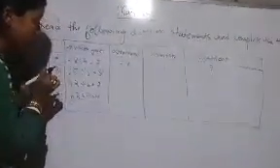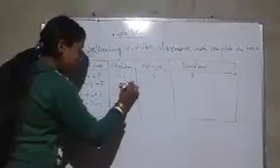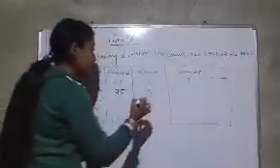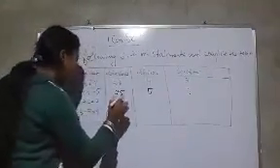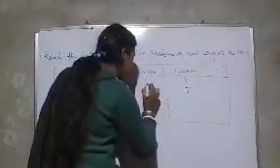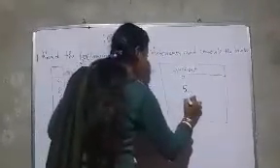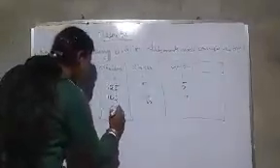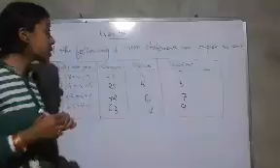Now let's complete this. Dividend is how much? Dividend is 25, okay? Divisor is how much? 5, and quotient is how much? 5, right? Here also, dividend is 42, divisor is 6, and quotient is 7, okay? Simple. Here dividend is 63, divisor is 7, and quotient is 9. So the table is completed.